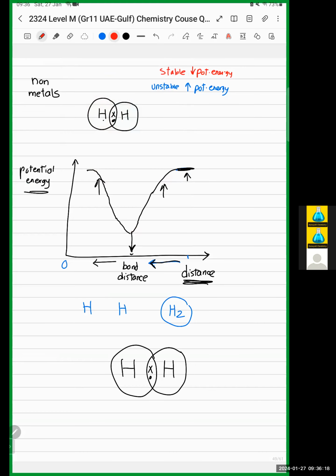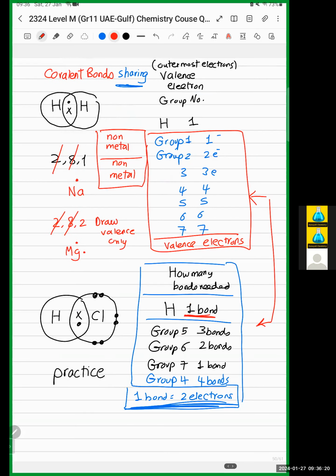Now let's see the question for drawing the electron dot structure of covalent compounds. Let's remind ourselves that some facts are very important. These are all covalent bonds. They are all done by sharing electrons, sharing the outermost electrons only. So you only draw the valence electrons, the outermost electrons. You don't draw the inside electrons. If you have 2, 8 and 5 electrons, you don't draw the 8 and the 2, you only draw the 5. If you have 2, 8 and 7, you only draw the 7 electrons.